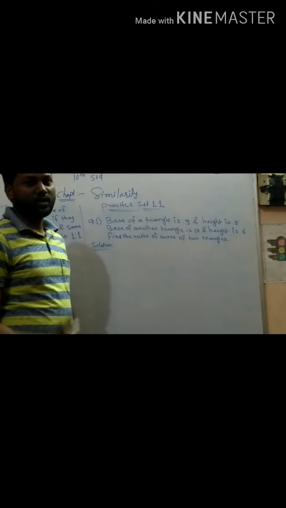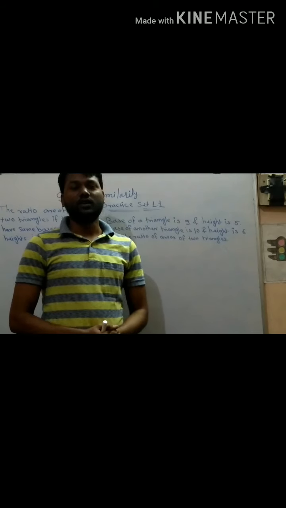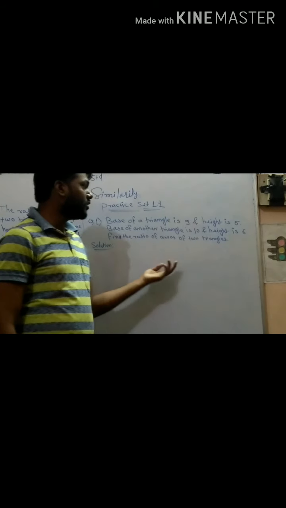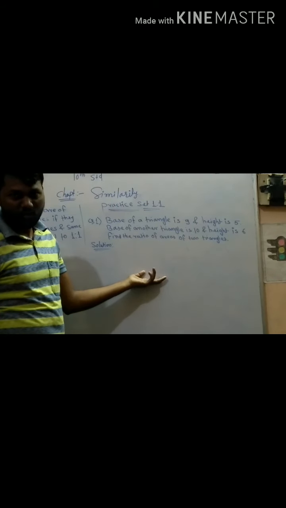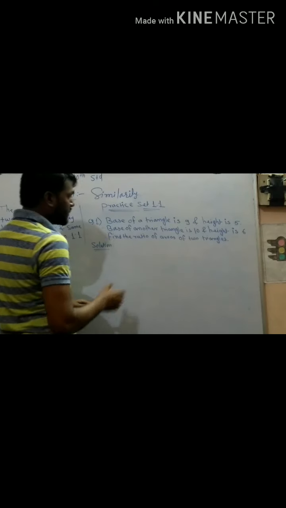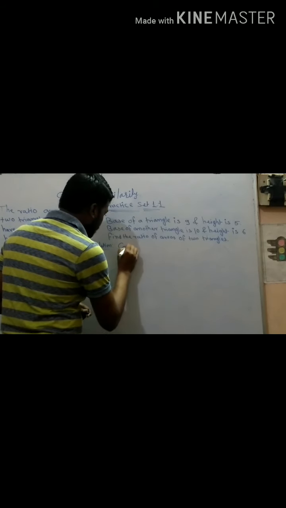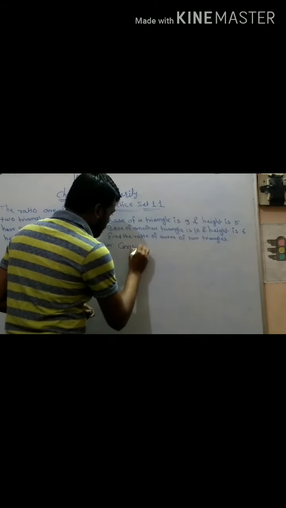Practice set 1.1. So how can we solve this? We can solve these questions in two ways. If you know that there are two triangles, and their base and height are given, and you want to find the ratio of the areas of the two triangles, how can we solve it? We can solve these questions with a diagram and without a diagram. So first we see it without a diagram.